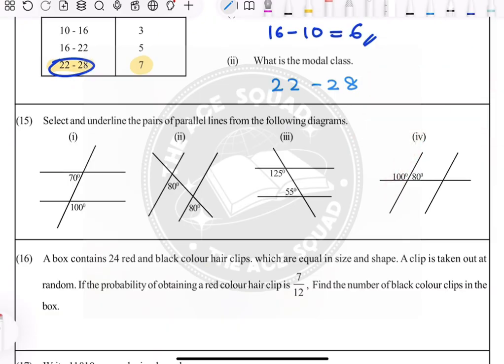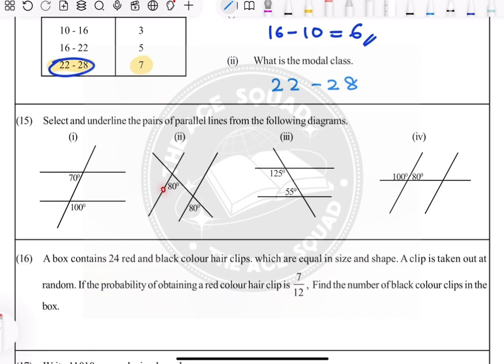So let's look at these pairs they've given. In the first diagram, we see a 70 degree here. So if these are 2 parallel lines, the angle here would also be 70 degrees. But then it is incorrect. Why? The angle around a straight line on a single point is always 180. So this can't be correct.